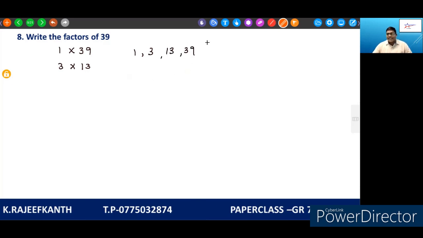So these are the factors of 39, right? When you are finding the factors of a number, first you have to write that number as a product of two numbers. After writing that number as a product of two numbers, you can write the factors of that number. So here 39, I first wrote 1 times 39 is 39. Then 3 times 13 equals 39. So 1, 3, 13 and 39 are factors of 39.